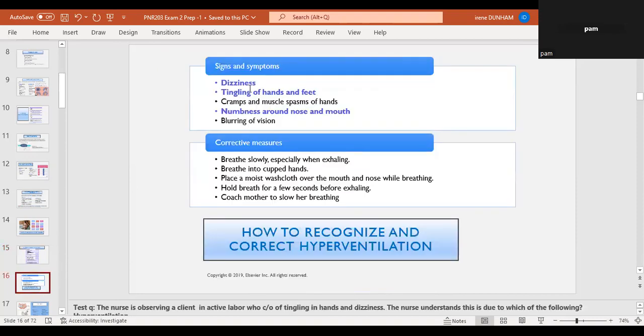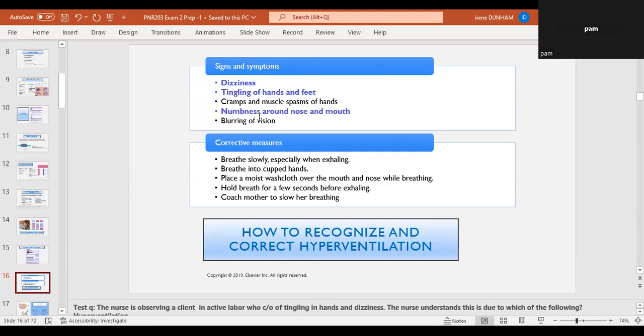All right. So, how to recognize and correct hyperventilation. I think I already did this, but I'm just going to go over it again. It's just the signs and symptoms of hyperventilation: dizziness, tingling of hands and feet, cramps and muscle spasms of your hands. Okay. And I told you numbness around the nose and mouth, and you might see this again. So dizziness, tingling of the hands and feet, and then numbness around the nose and mouth. Now, sometimes it gets really bad. You can have blurring of vision.